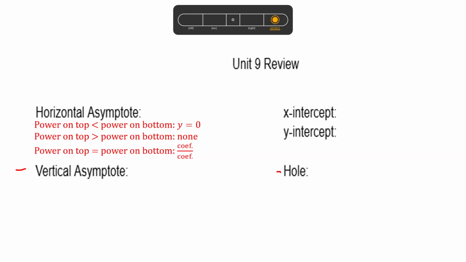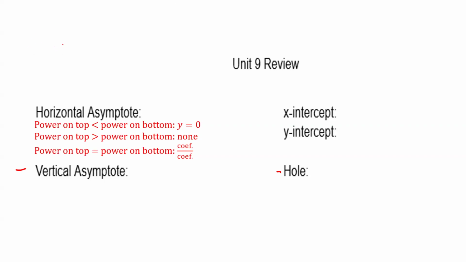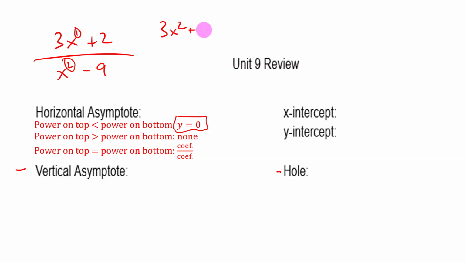If the power on top is less than the power on the bottom, for example 3x plus 2 over x squared minus 9, the power on top is 1 and the power on the bottom is 2, so y equals 0. Doesn't matter anything else, y equals 0 is your answer. If they're reversed, 3x squared plus blah, blah over x minus 9, there is none.